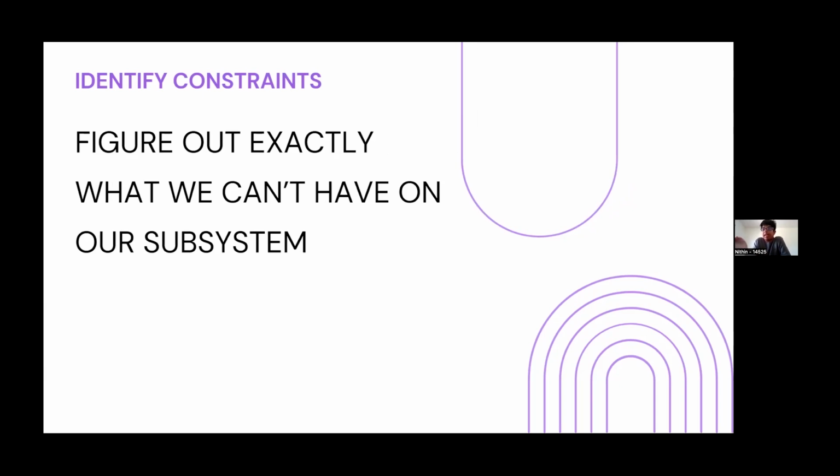And that's the second step, identifying your constraints. So figure out what you can't have on your subsystem. Let's go back to the drivetrain example. We wanted our drivetrain to be fast, so one of our constraints would be that we want our drivetrain to be really light. That would be a constraint. So the weight of the drivetrain would be a constraint that we need to identify.